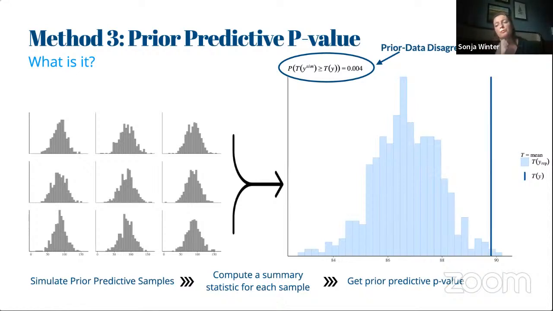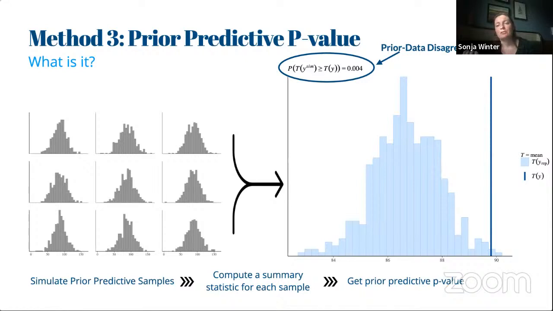However, what if our observed mean was 3 points higher and we still got these prior predictive samples based on our priors? Now we can see that just a few of these simulated means are larger than our observed mean. So the prior predictive p-value is now 0.004. This would indicate prior data disagreement.